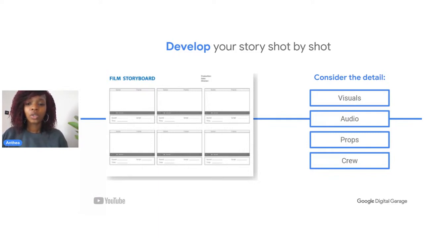But there are a few things that you need to consider. What is your goal? Is this going to be part of the hook, engage, or call to action part of your story? The visuals: what can be seen in the shot? Backgrounds, items, people. Audio: what can be heard? Is it music? Is it talking? What about props? What's needed to make this shot effective?